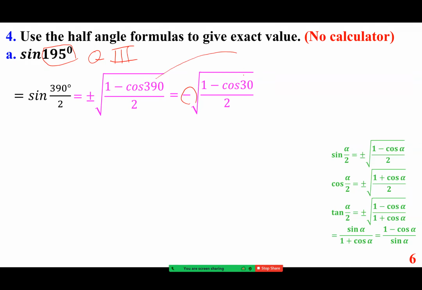And again, 390 is the same as 30 degrees. Subtract 360. We know cosine of 30 to be square root of 3 over 2. And if you multiply this one by 2, and this one by 2, the denominator comes out as 2, and the numerator becomes 2 minus square root of 3, still under the radical. And that's the precise and final answer.